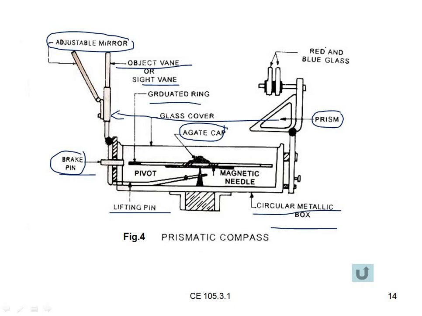Here we have two colors, red and blue glass. Remember, red glass and blue glass will be there in this compass. With these glasses we can see the readings in the compass.